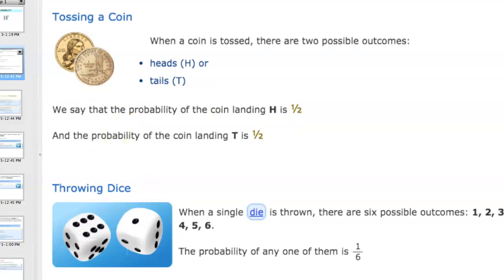Throwing a dice, well, there are 6 sides to a dice. So 1, 2, 3, 4, 5, or 6. Therefore, there are 6 outcomes. So the probability of getting a 1 is 1 out of 6. The probability of getting a 2 is 1 out of 6. So on and so forth. So the probability of getting any one of those specific numbers is 1 out of 6.